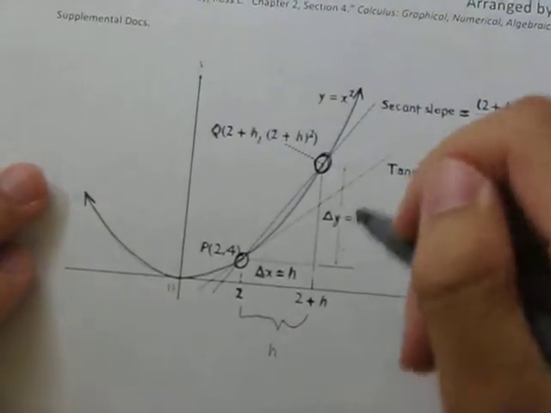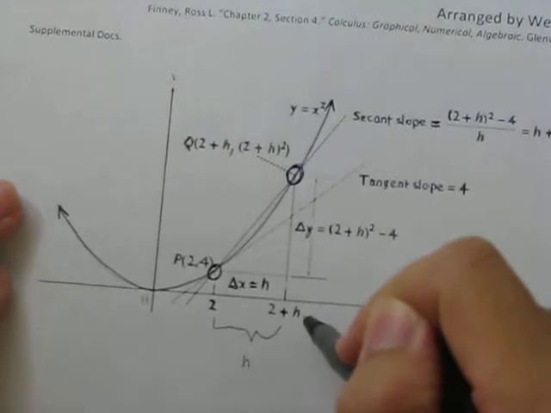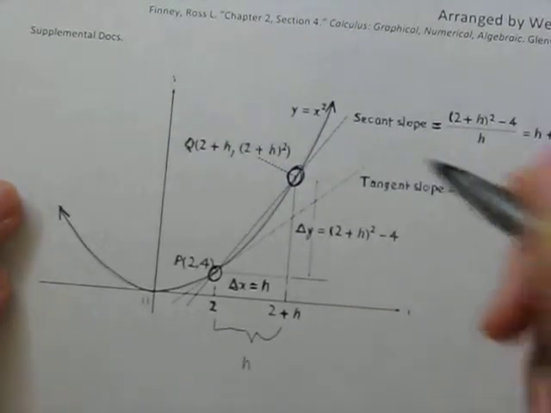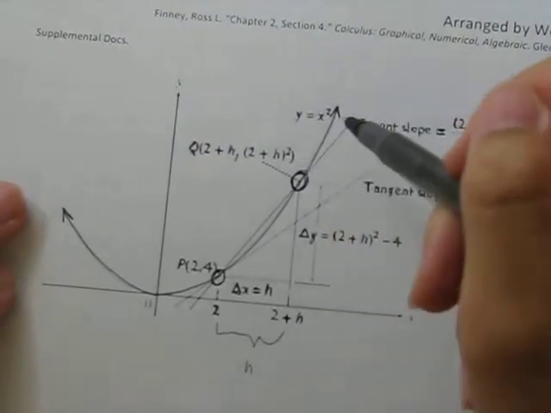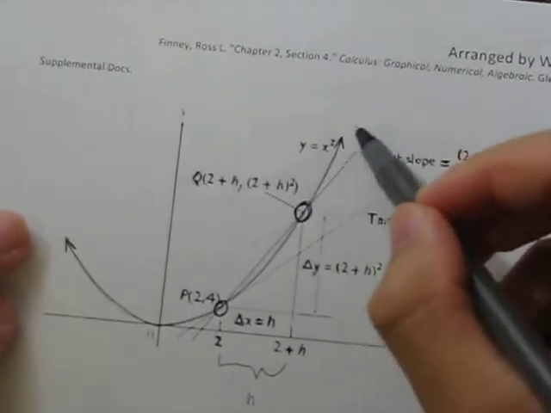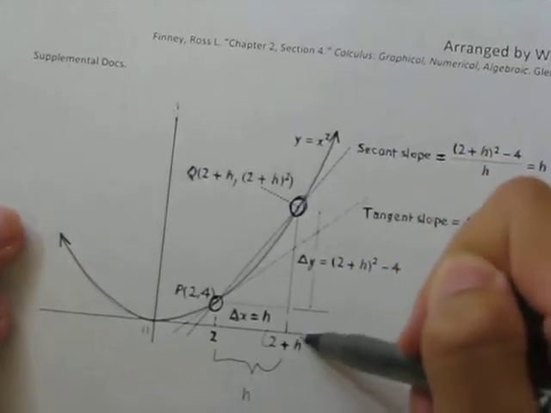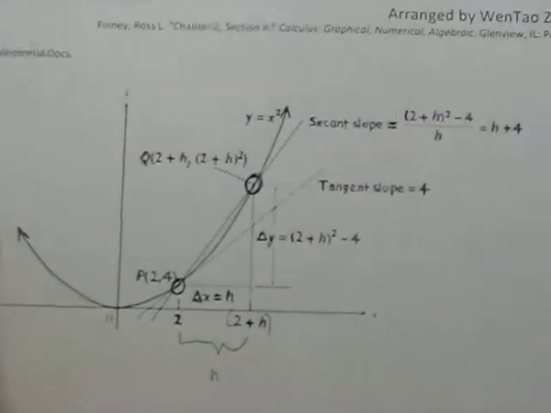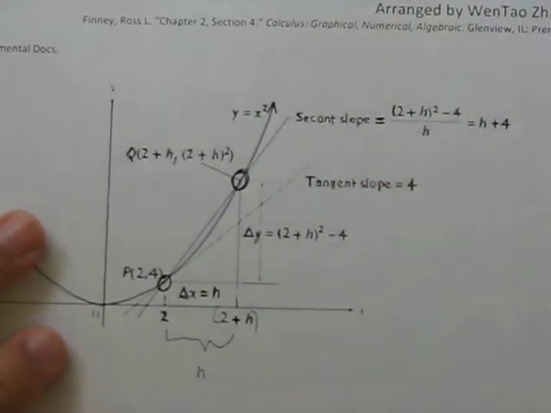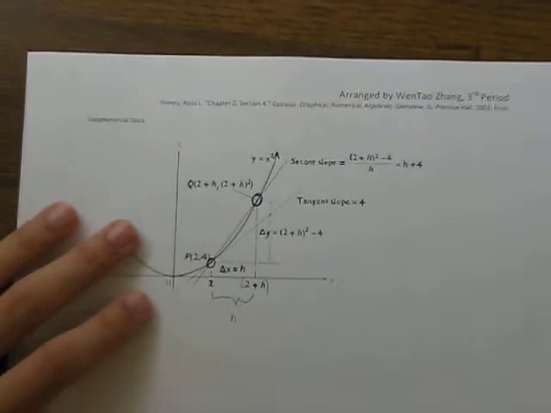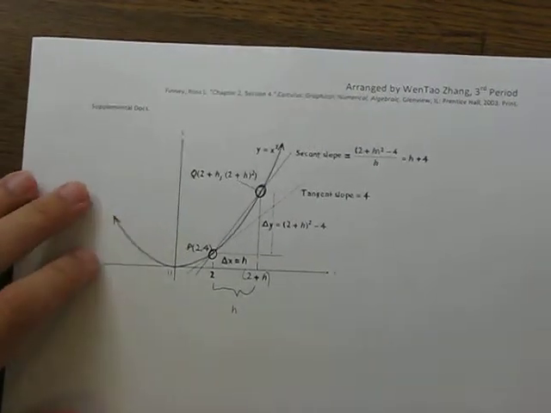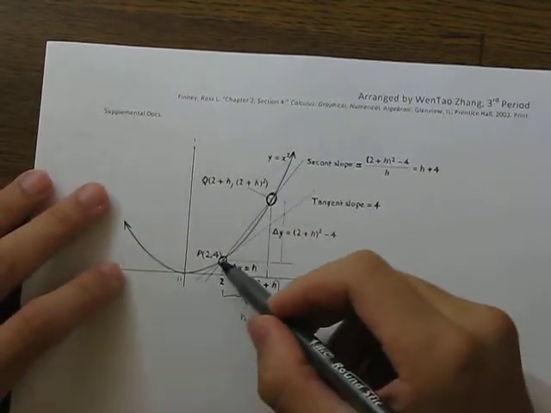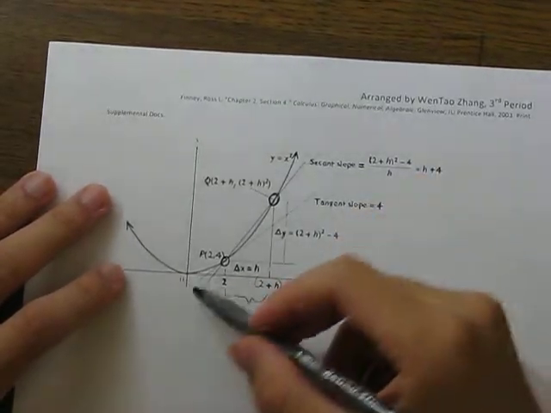Since our new x value is 2 plus h, we have to also change our y. The equation is y equals x squared, so when our x equals this value right here, our y is 2 plus h, all of that squared. That's not too hard. Now we're going to draw a secant line through P and Q, and we have that right here.